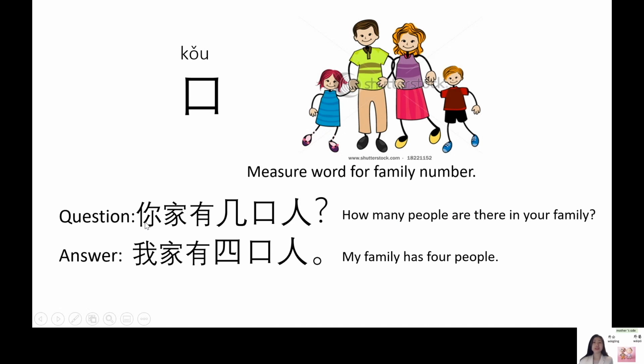How many people are there in your family? 你家有几口人？Great! Now, let's see our assignment today. Practice family members in Chinese. Practice asking and answering 你家有几口人? We have just learned with your parent.